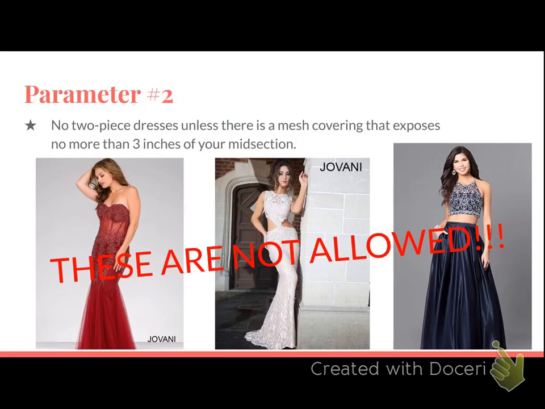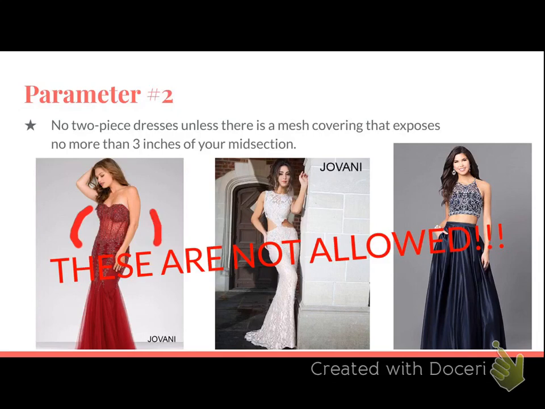For parameter number 2, no two-piece dresses are allowed unless there is a mesh covering that exposes no more than 3 inches of your midsection. So this one at the far left is not allowed because there is more than 3 inches showing, even though she has a mesh covering.